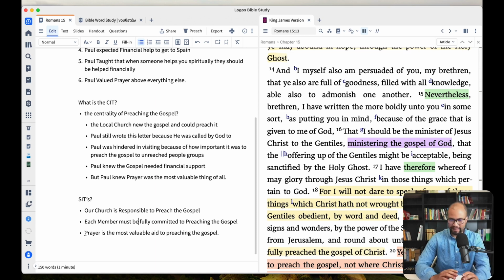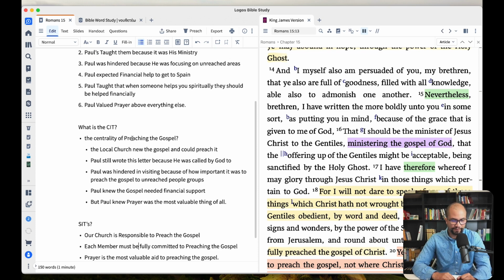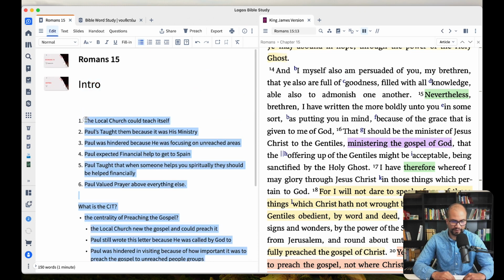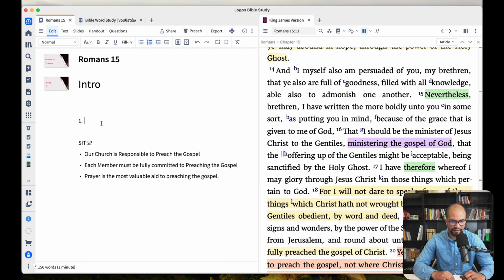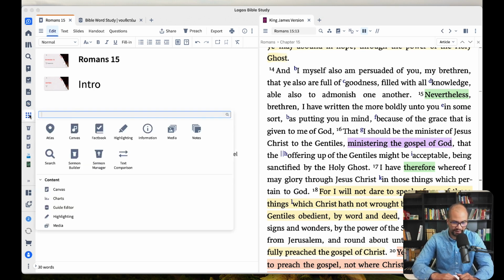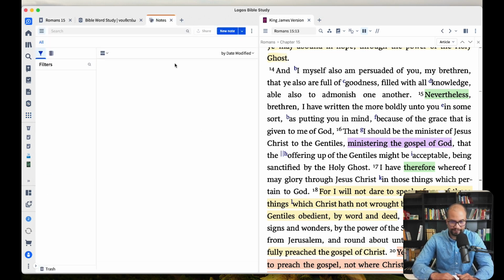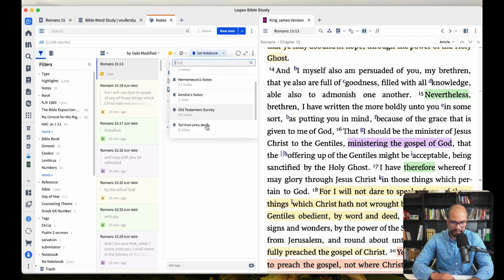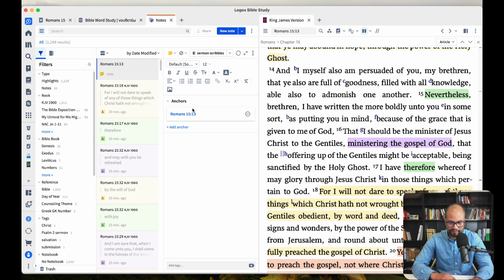And so once you get to this place, what I like to do is to preach it to myself basically, but type out the entire message. And so I'm actually going to do something. I'm going to take this and I'm just going to copy this or cut it actually. I'm going to cut this out. Let's find a note. And let's just make a new note here. And it's going to put it in Sermon Scribbles.